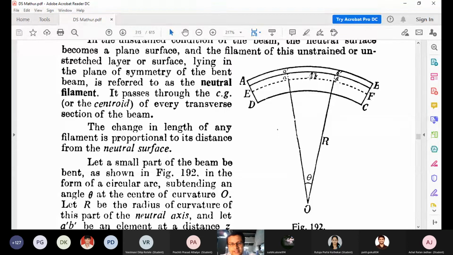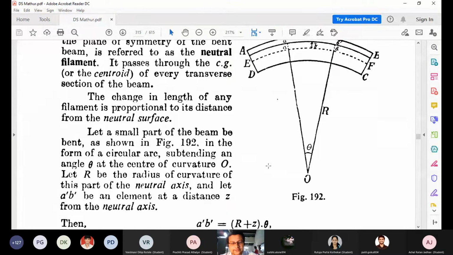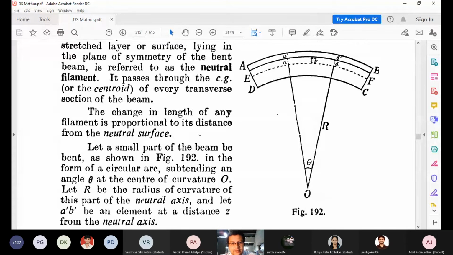Suppose you have some other filament above this neutral filament EF. Here we need to determine how much bending occurs, what the bending moment is, and how to determine the magnitude of this bending moment. For that, consider the change in the length of any filament.